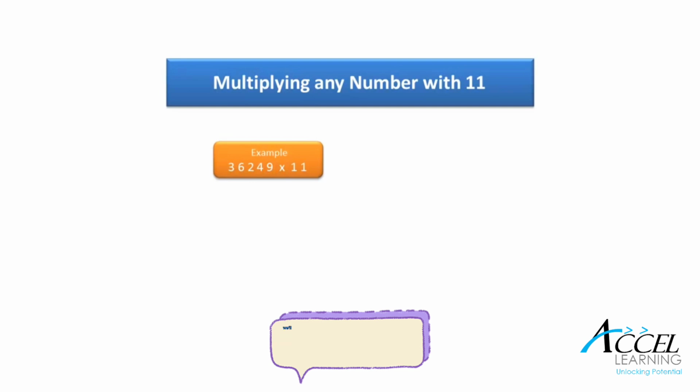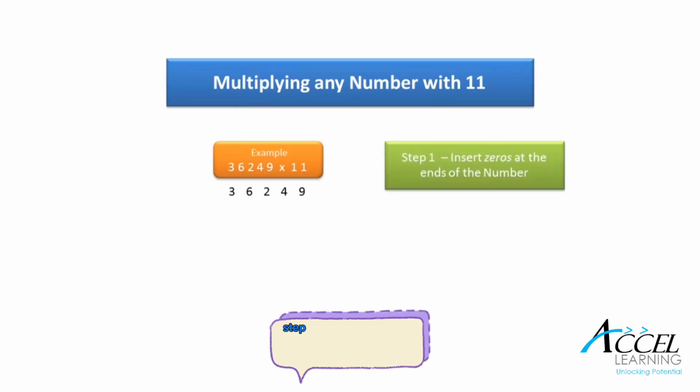In today's video, we'll be learning a faster way to multiply any number with 11. In this example, 36,249 times 11. Step 1.